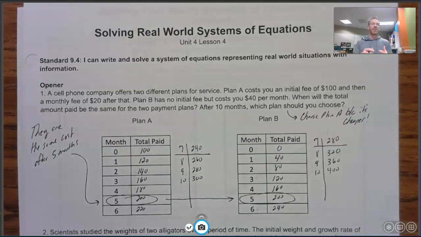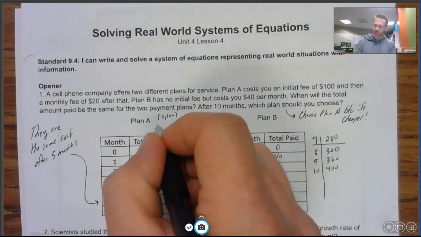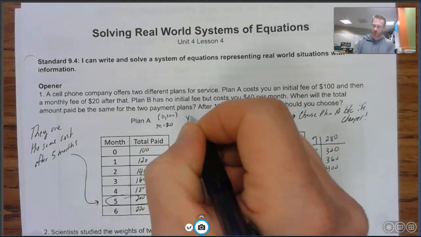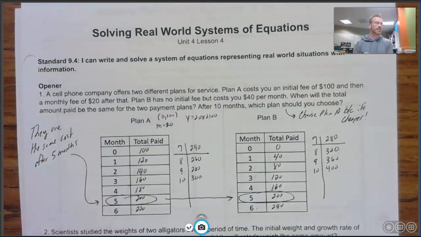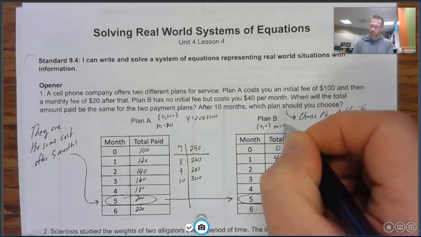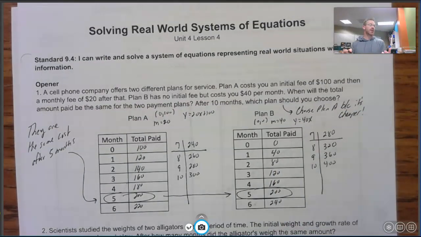Now, another way of doing this problem, and maybe some of you did this, is that you could have used some of that prior knowledge from Unit 3 about writing equations. You had a point and a rate of change. For Plan A, your starting point would have been (0, 100) and your slope was 20 dollars, so you wrote the equation 20x + 100. For Plan B, your starting point would have been (0, 0), your slope was 40, and maybe you wrote 40x. Then you could have generated some values from your equations.